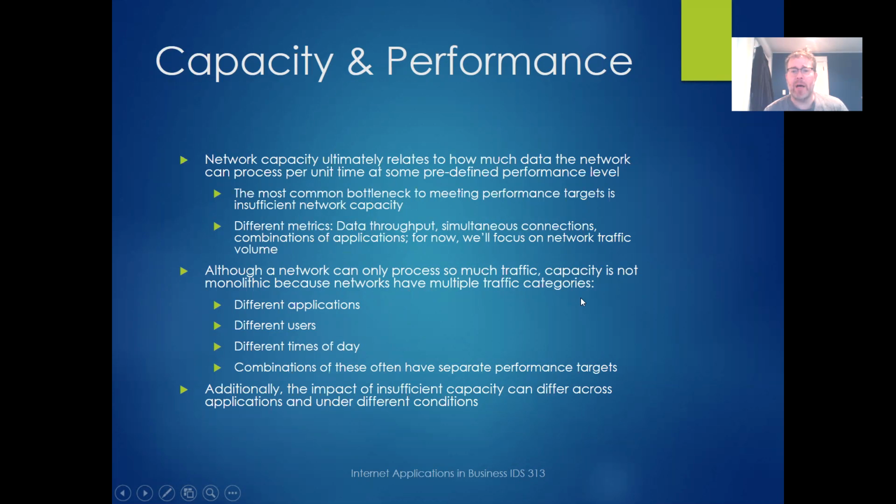But capacity isn't monolithic. It's not just one single number. We can't say this is how much capacity we have because there are different kinds of traffic categories. So number one, different applications. And even within different applications, the way that data is broken up. In general, it's a lot harder to send a lot of small packets from a lot of different users than it is to send large slugs of data from different users. So think about it.